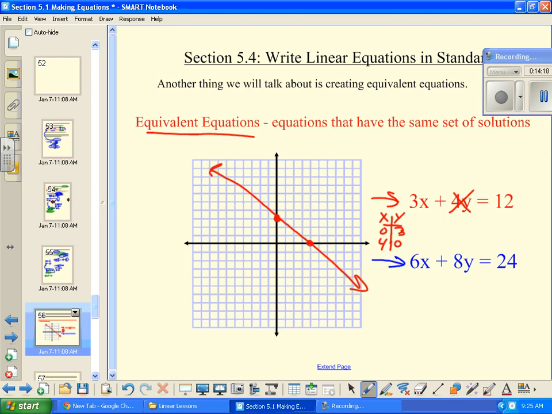Now I'll graph the blue one. Do the exact same thing. Put in 0 for x, 0 for y. If I put in 0 for x, it just gets rid of that term, so I cross it off. 24 divided by 8 gives me 3.